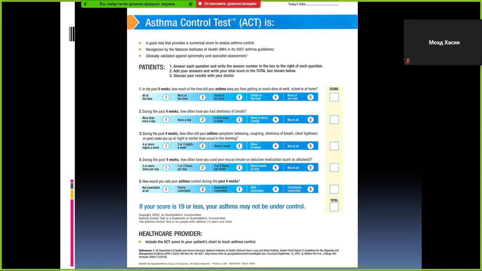If your patient has a total control score less than 19, for example 15 or 12, it means that his asthma is not under control. Why is it important to know if your asthma is controlled or uncontrolled? Because the main goal of our treatment of our patients is to achieve well-controlled bronchial asthma. That is why we must monitor control of bronchial asthma. We must know how to assess asthma control. It is very important for treatment of our patient.